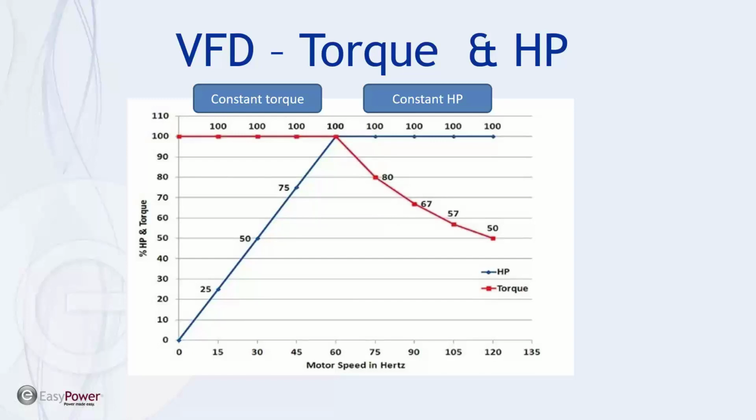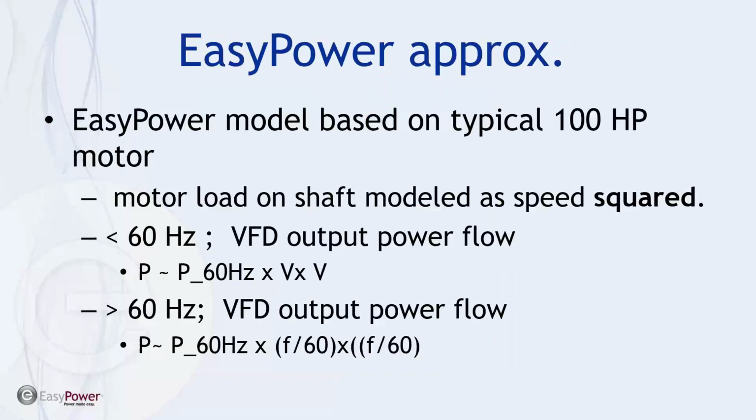A lot of the details we're trying to come up with in a simulator are based upon trying to simulate what's going on inside the VFD controller itself. So in EasyPower, the motor model for a VFD is based on the basic performance of a 100 horsepower motor, and in that, we're assuming that the motor load on the shaft is modeled as speed squared.